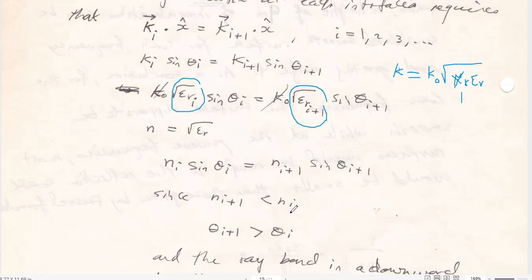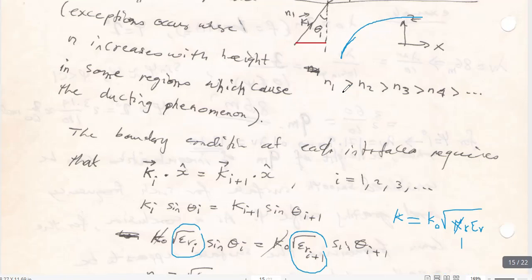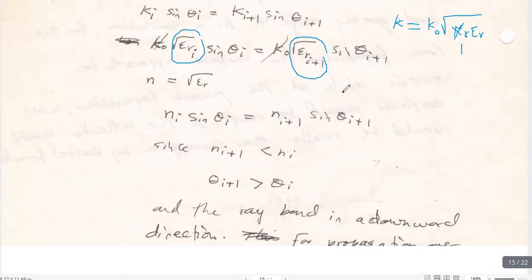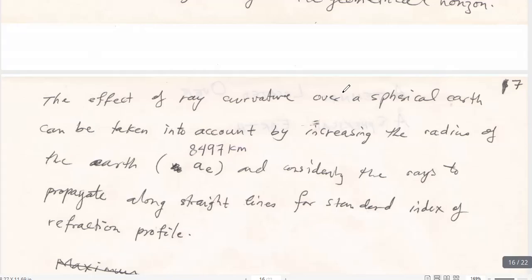When n_i+1 is less than n_i, because n_i+1 is the higher layer and the refraction index will be lower because the air density will decrease, then theta i+1 will be greater than theta i, as we have already seen. The theta will increase and the wave will move like this. The wave will not move in a straight line. Of course, the curvature will be much less than that, but we just want to explain. For long distances, you will have a significant effect. This is the idea here.